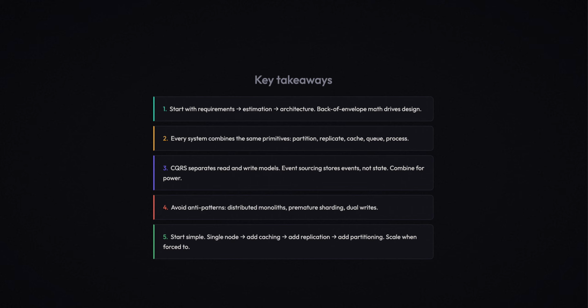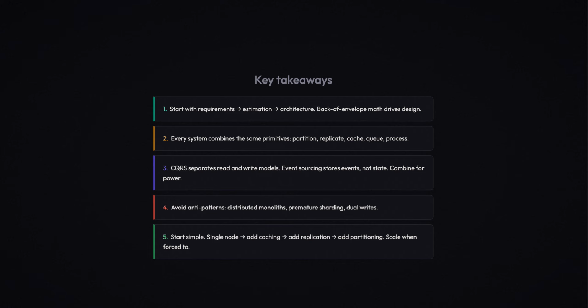Start with requirements, then estimation, then architecture. Back of envelope math drives every design decision. 2. Every distributed system combines the same primitives: partition, replicate, cache, queue, process. Learn the primitives and you can design anything. 3. CQRS separates read and write models. Event sourcing stores events, not state. Combine them for powerful architectures.